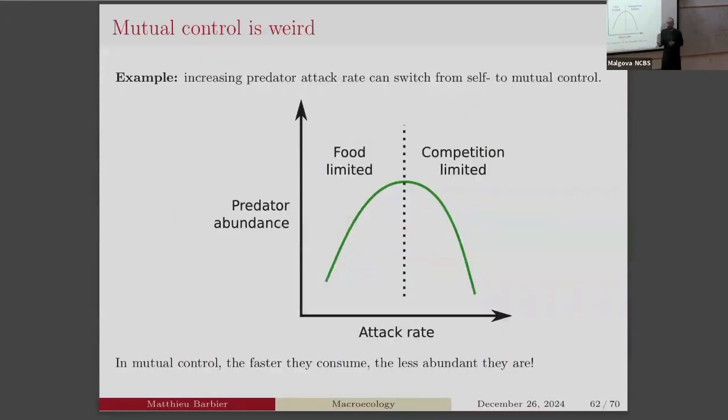Say I do an eco-evo problem now. I look at my predator, it's increasing its growth rate, eating more and more. If you look at the abundance as a function of the attack rate of the predator, at first, the abundance will increase as long as you're not in mutual control. And once you are in mutual control, when the feedback through the prey becomes important, in fact, the better you are at eating the resource, the lower your abundance. It becomes worse and worse for you to be a better eater.